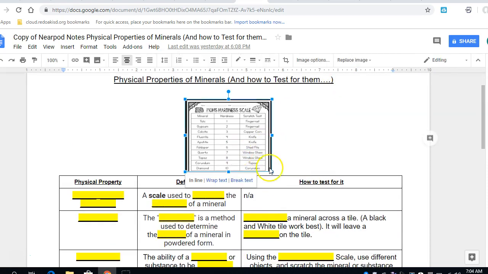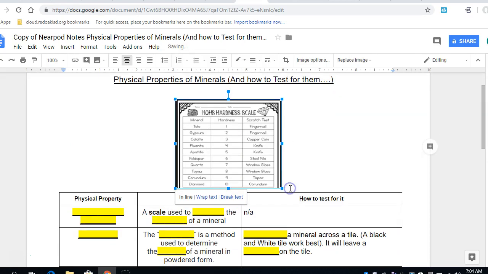So what you see right here is the Mohs hardness scale. When you have a mineral and you're not sure what it is, you can test how hard the mineral is by scratching it with different items. The softest mineral that we know of is talc, and that has a hardness of 1, and talc can be scratched with just your fingernail.